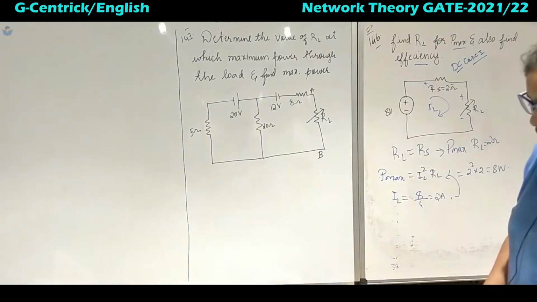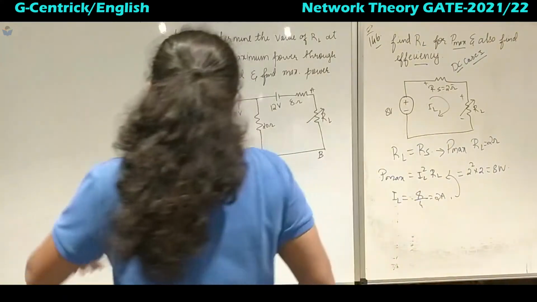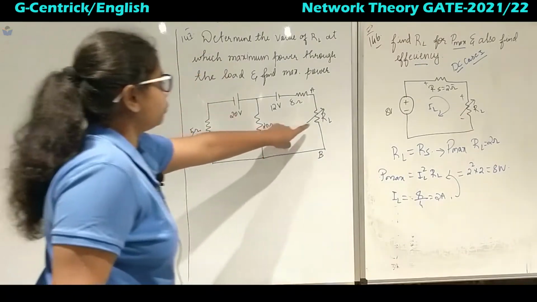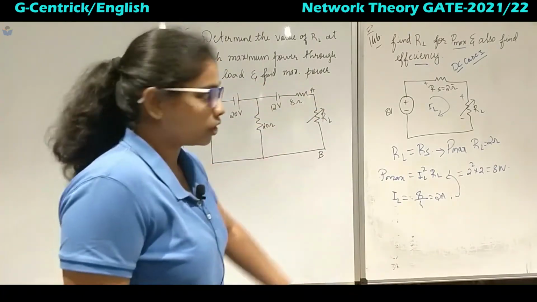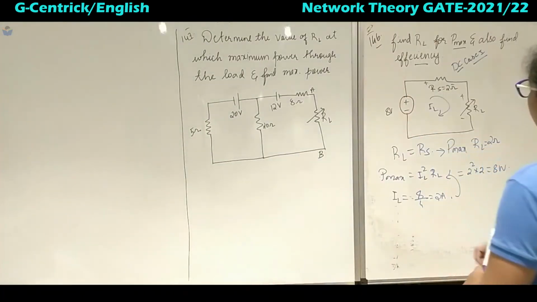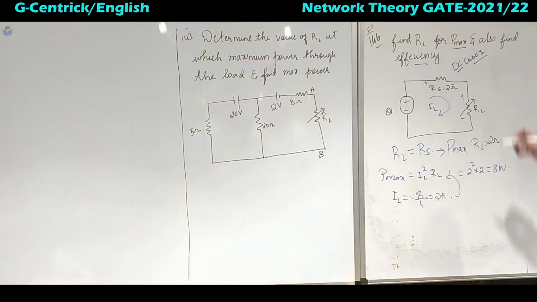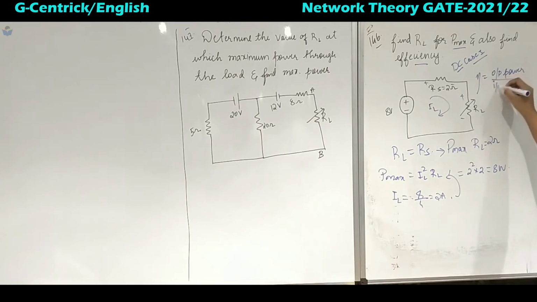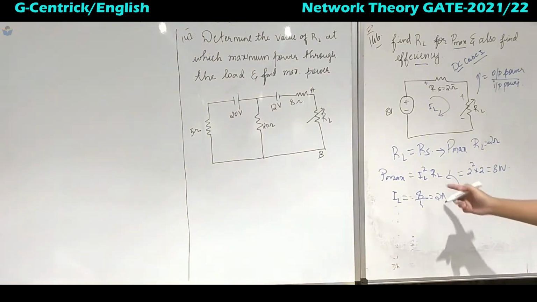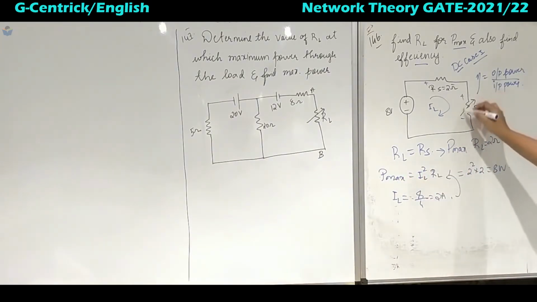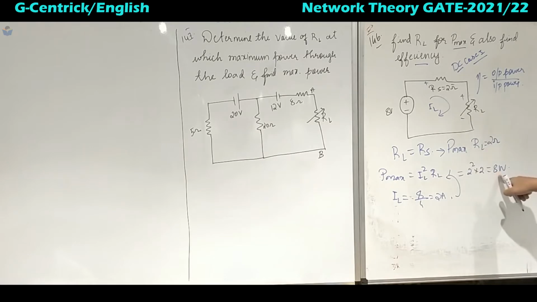Next, coming to the 147th question, okay, sorry, here also you have to calculate efficiency, right? So what is the formula of efficiency? It is nothing but output power by input power. Whatever we have calculated is related to the load, so that will become output power, that is 8 watts.